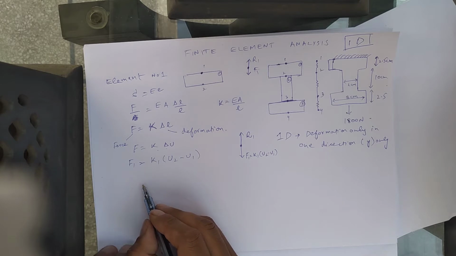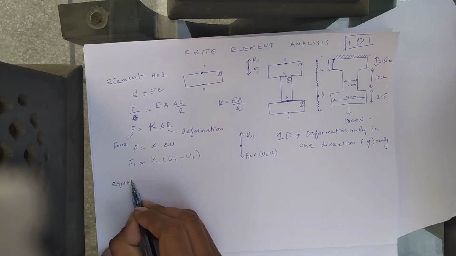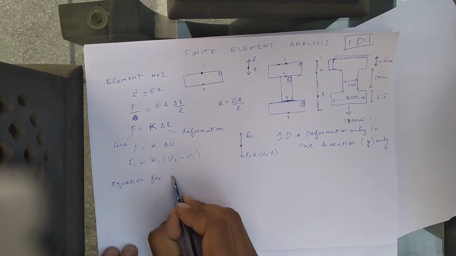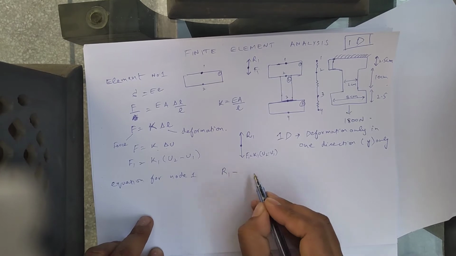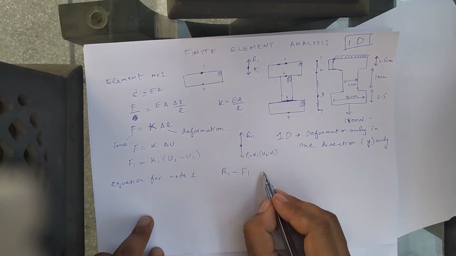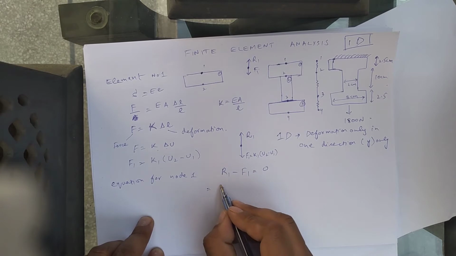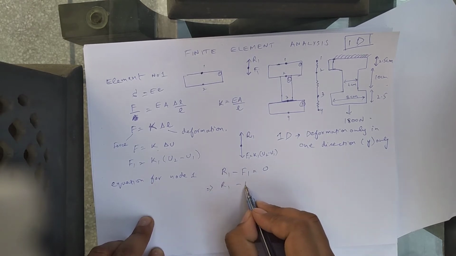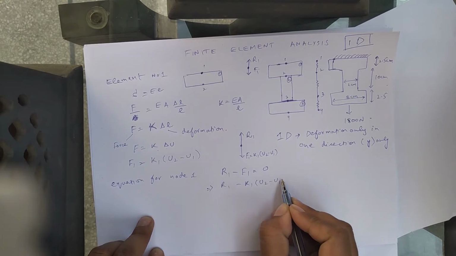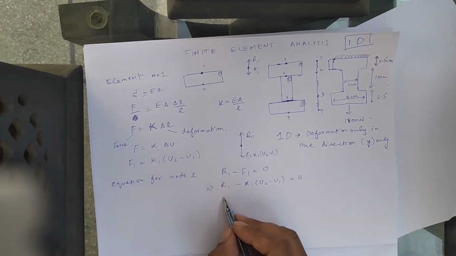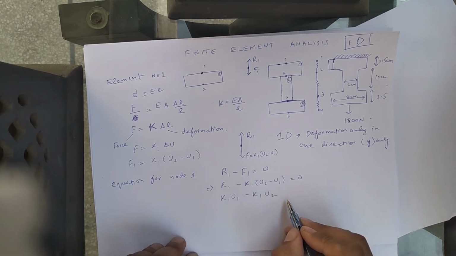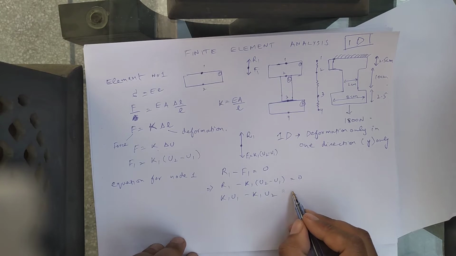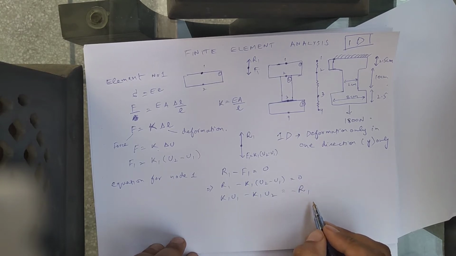So we have an equation for the element node number 1. Equation for node 1 is R1 minus F1, which is equal to 0. So that will be R1 minus K1 into U2 minus U1 is equal to 0. So that will be K1 U1 minus K1 U2 is equal to minus R1, right?